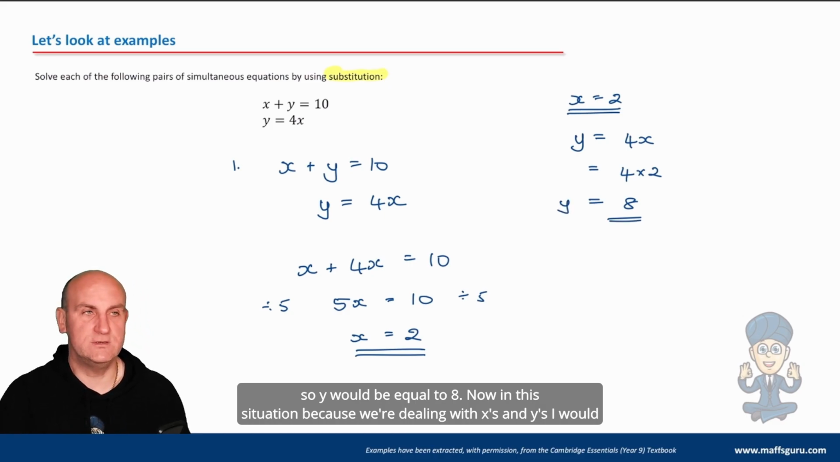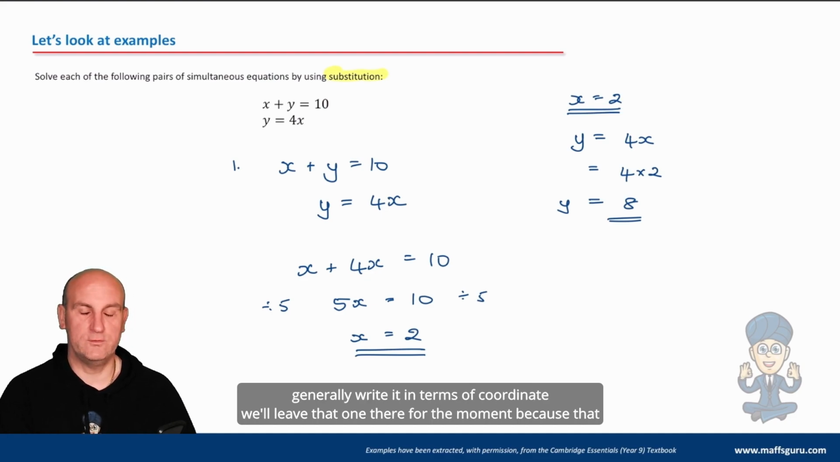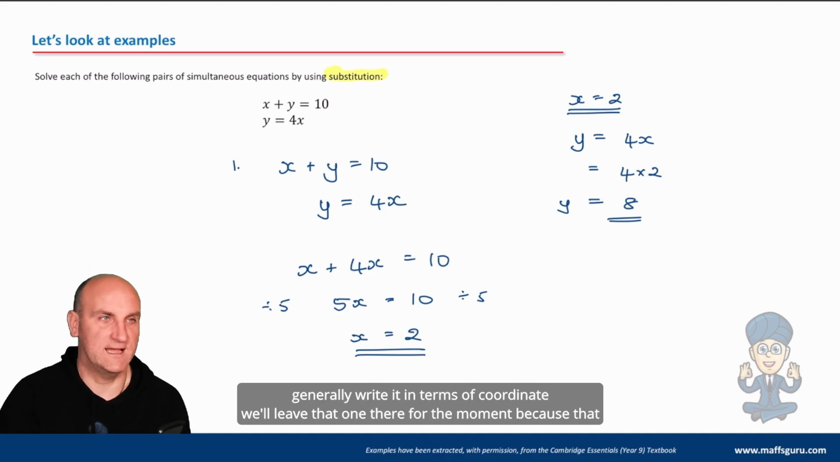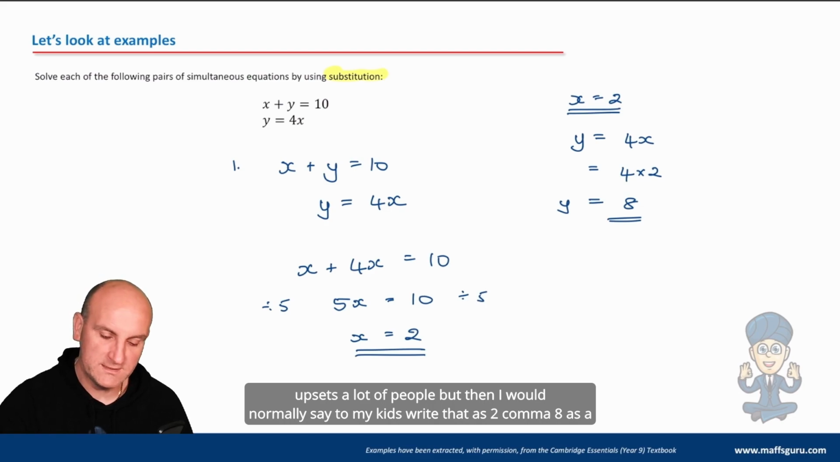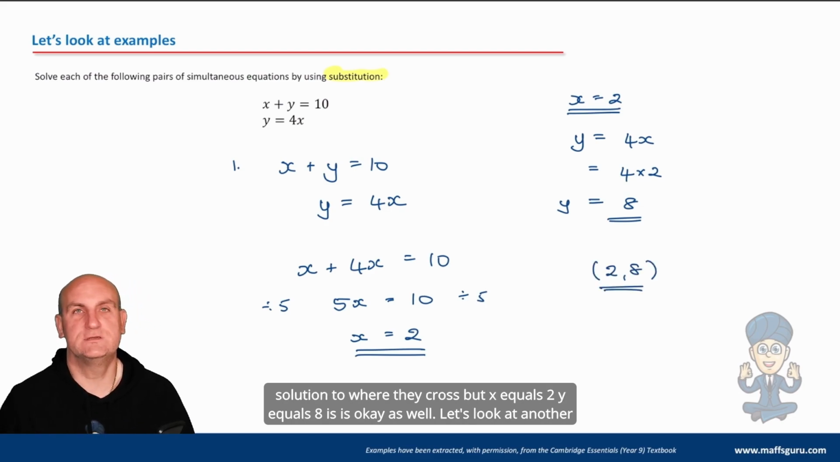Now, in this situation, because we're dealing with x's and y's, I would generally write it in terms of coordinates. We'll leave that one there for the moment because that upsets a lot of people. But then I would normally say to my kids, write that as (2, 8) as a solution to where they cross. But x equals 2, y equals 8 is okay as well.